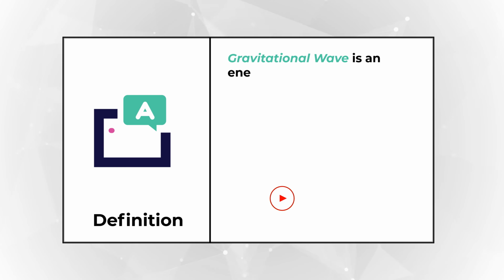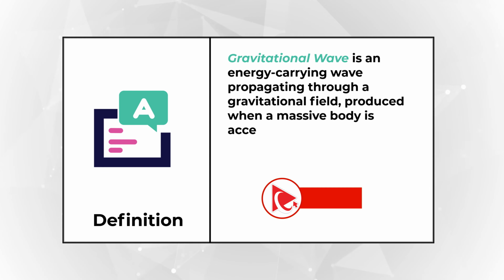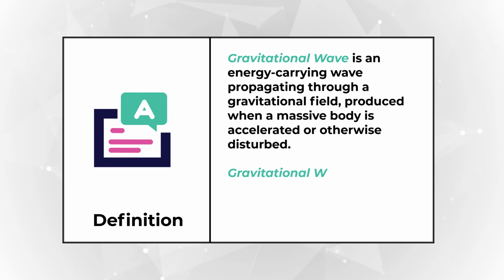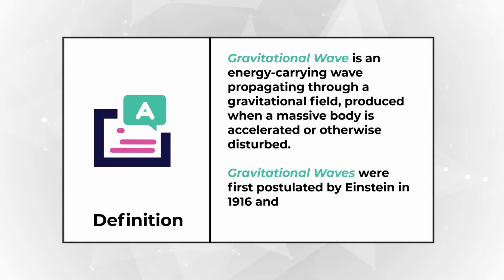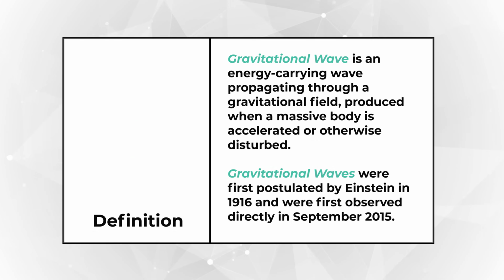Gravitational wave is an energy-carrying wave propagating through the gravitational field, produced when a massive body is accelerated or otherwise disturbed. Gravitational waves were first postulated by Einstein in 1916 and were first observed directly in September of 2015.